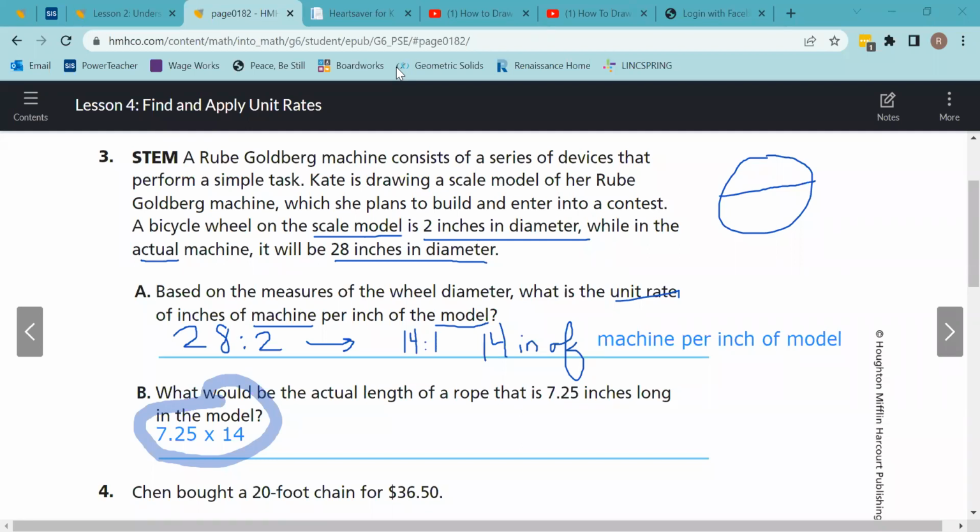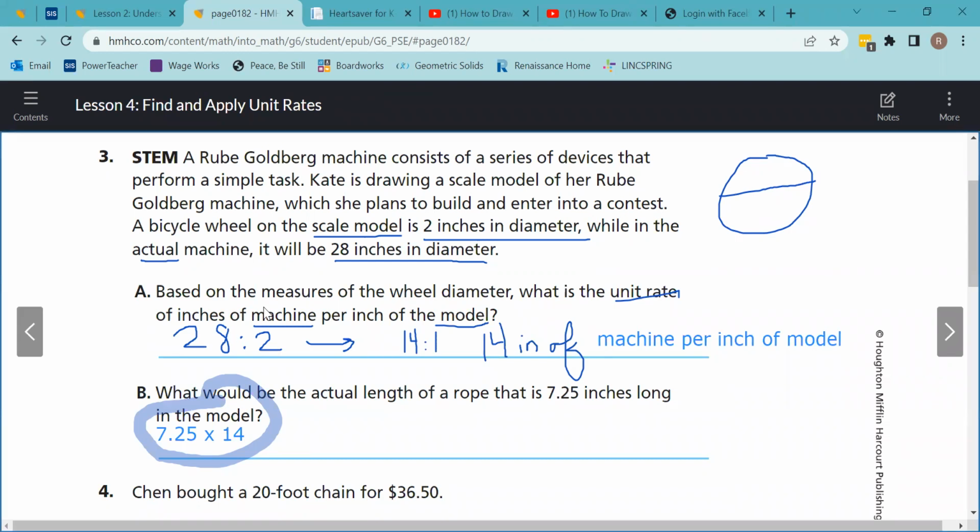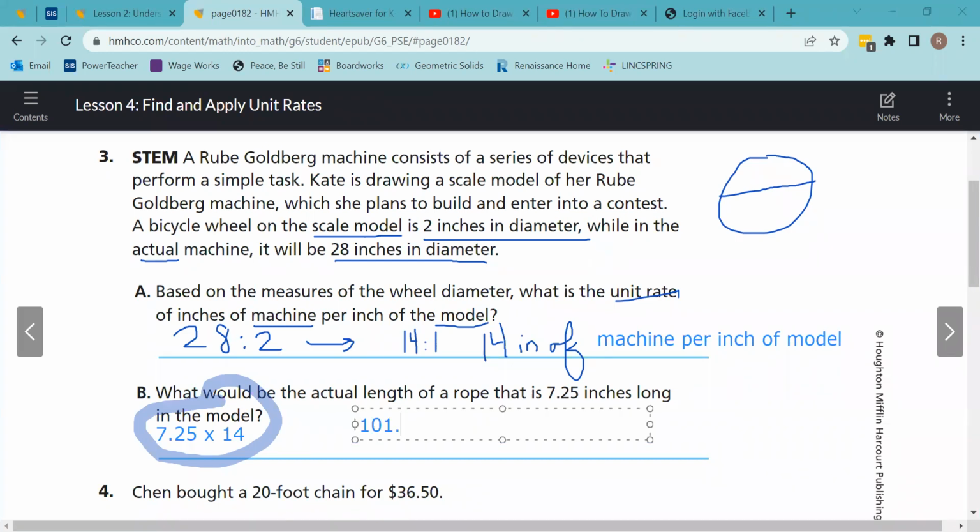All right, 7.25 times 14 gives us 101.5. So I'm going to type that in here too. Oh, my typing here is way better. I believe inches, right? Would be the actual length of a rope, 101.5 inches. All right, I'm going to clear everything.